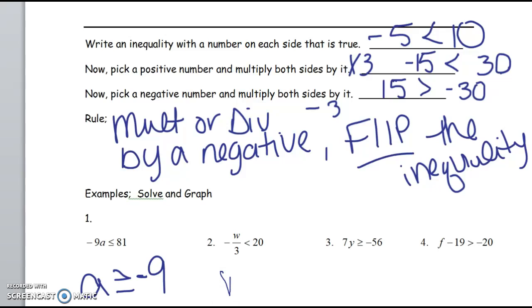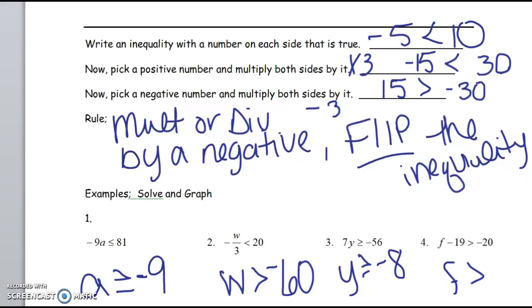So W is going to be greater. Number 3, I'm going to divide both sides by 7. But since 7 is positive, it doesn't matter. The -56 means nothing. So the +7 is what we're dividing by. That sign will not flip. So it's going to be y is greater than or equal to -8. And last one, we're just going to add 19. Again, that does nothing to the inequality. So -20 plus 19 is -1. So it's still going to be greater than.